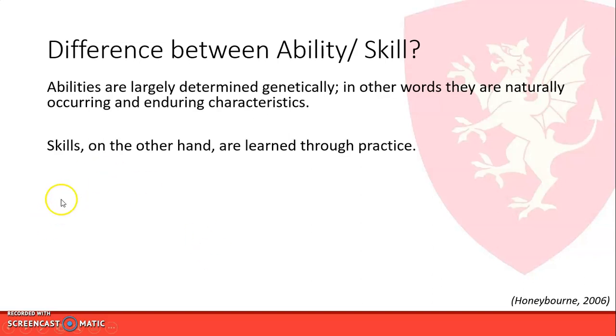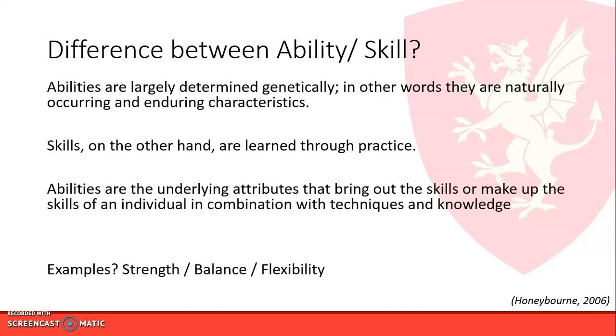Now, a skill, on the other hand, so the difference between them, a skill is learned through practice, by various forms of practice. And obviously we talk about these later in the module: massed practice, varied practice, and distributed practice. These can be learnt, and because they can be learnt, they can be refined, and therefore we can improve performance.